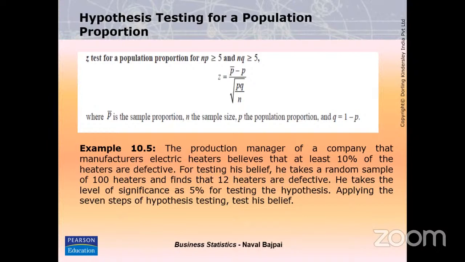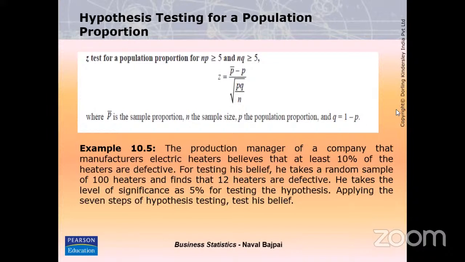Globally, we use 1%, 5%, and 10% as level of significance. Mathematically, you can use any number as level of significance, but statistically, statisticians across the globe use only 1%, 5%, and 10% as the level of significance. Applying the 7 steps of hypothesis testing, test his belief.